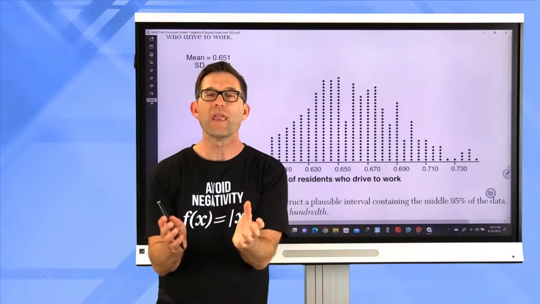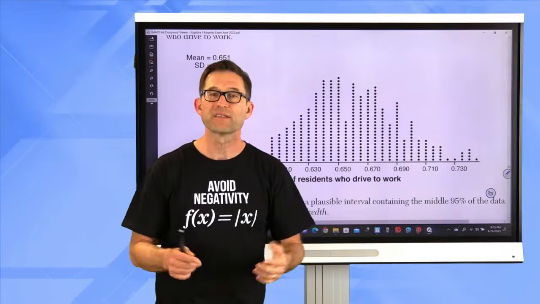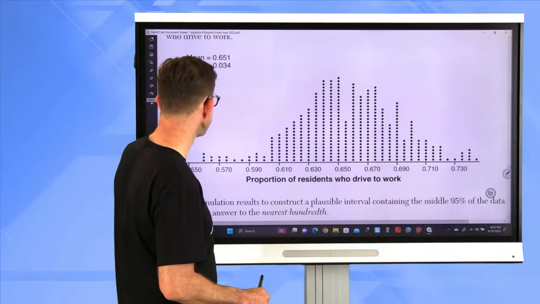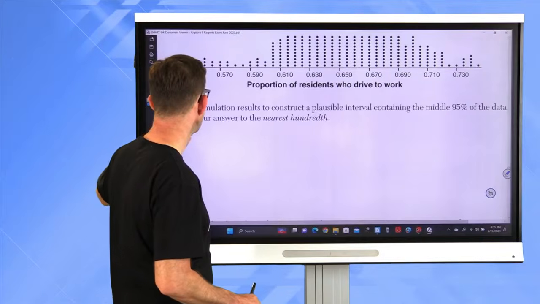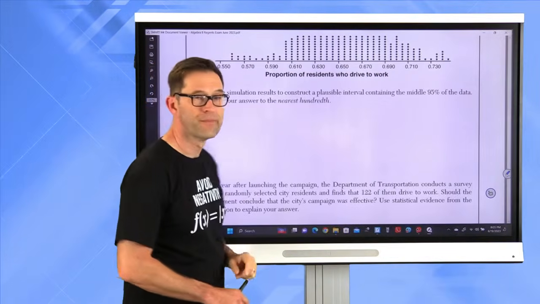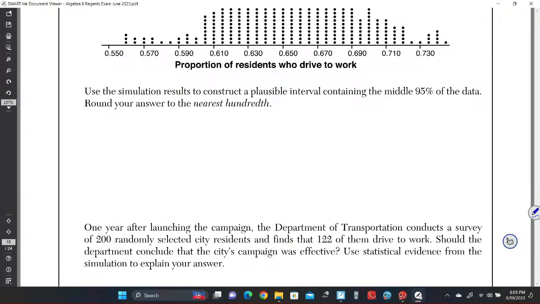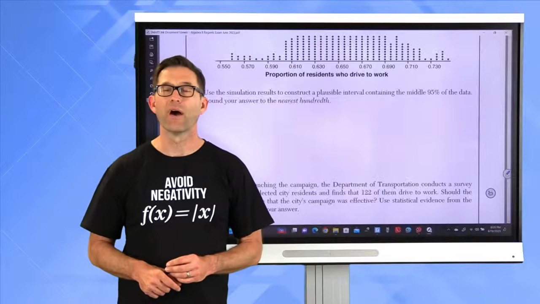Okay? So now, after all of that, let's get into the actual question. I got to make this a little bit smaller. There we go. Let's take a look. Use the simulation results to construct a plausible interval containing the middle 95% of the data. Round your answer to the nearest 100th.